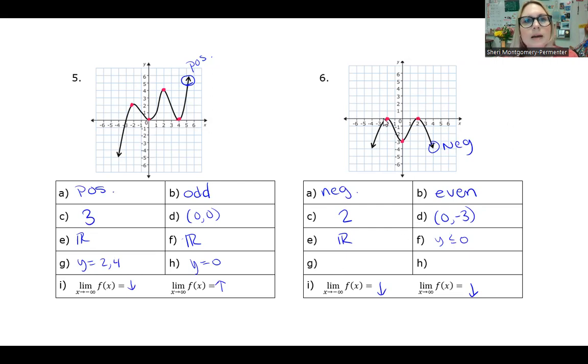For this one, maximum values, those are the tops. So it looks like it's at 0. And then the minimum value is at -3.